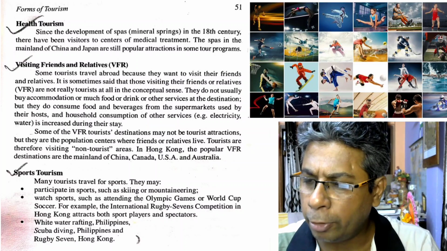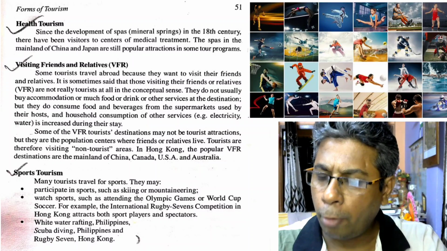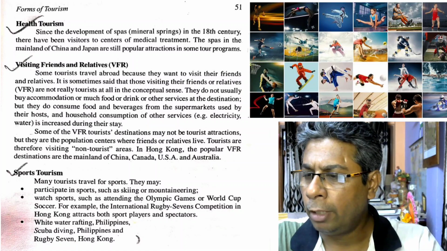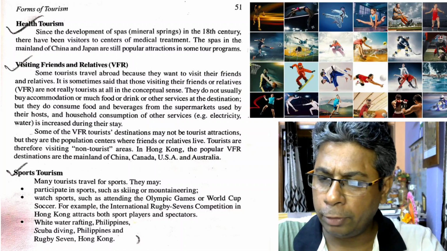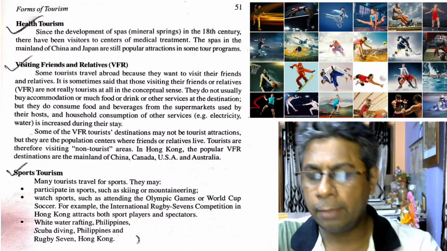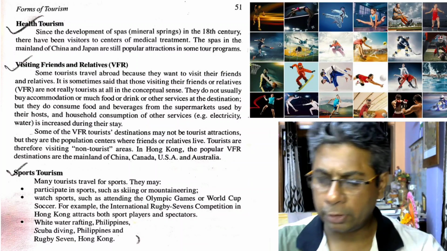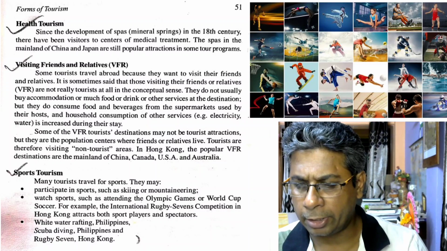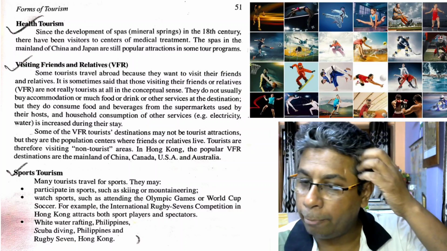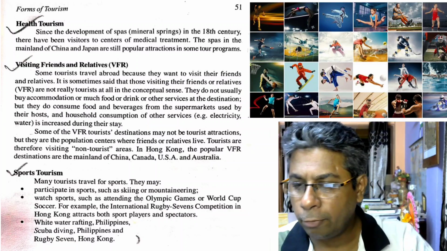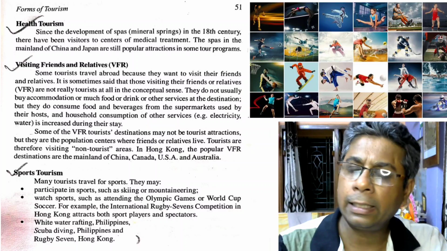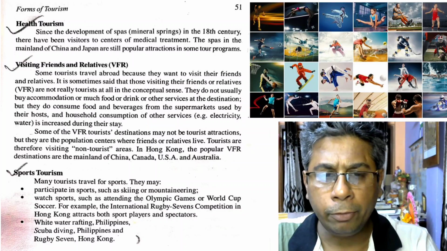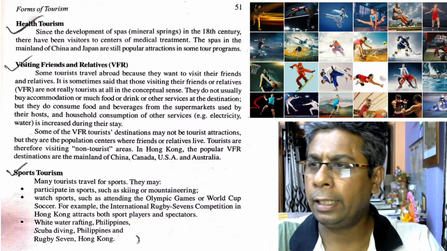VFR destinations may not be tourist attractions, but they are the population centers where the friends and relatives live. Transit therefore involves visiting non-tourist areas. And next, finally, sports tourism. Sports tourism is participation in sports events, skiing, mountaineering, etc. Sports such as the Olympic Games and World Cup soccer are famous sports tourism occasions. These are the different forms and types of tourism. Thank you for listening and understanding this topic.